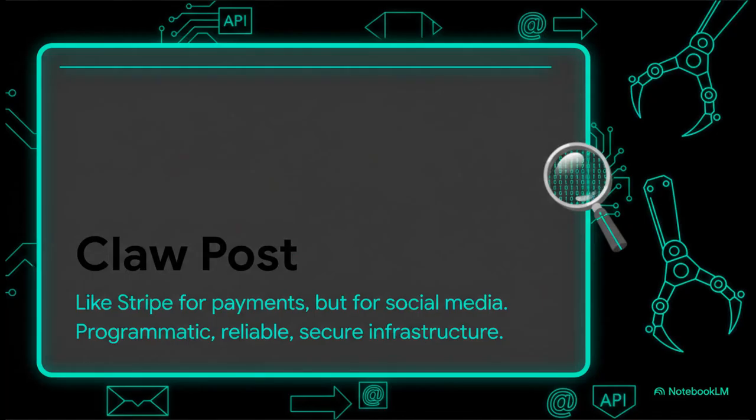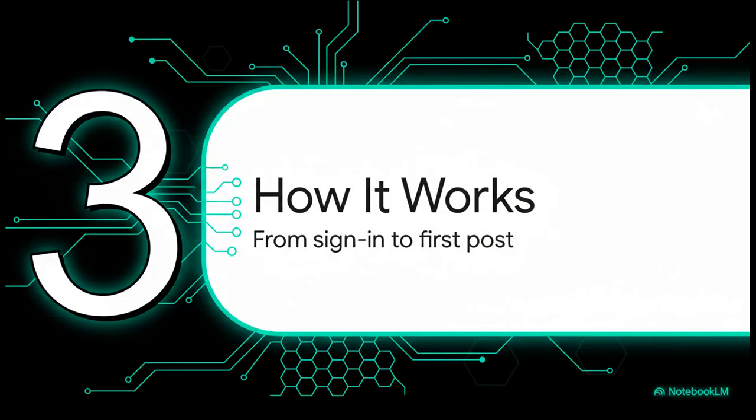Probably the best way to think about it is this. ClawPost wants to be like Stripe for payments, but for social media posts. It's that programmatic, reliable, secure layer that you, the developer, can just build on top of. So again, it's not some user-facing scheduler. It's an API built for developers first. Okay, that's the what. It sounds great, but how does it actually pull this off? Let's get into the nitty-gritty of how it all works.